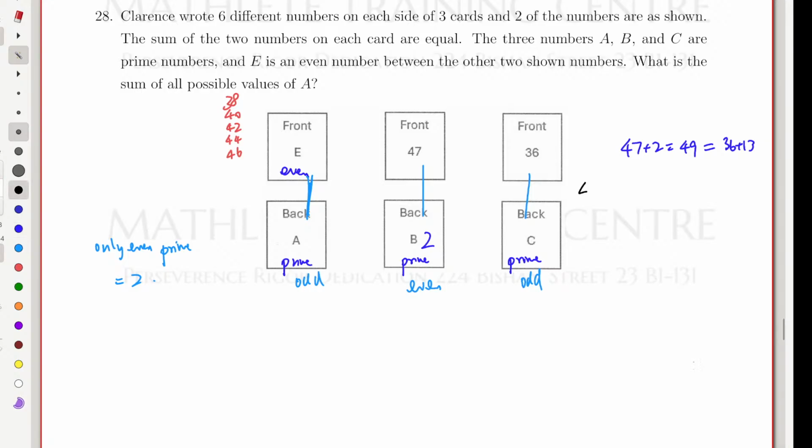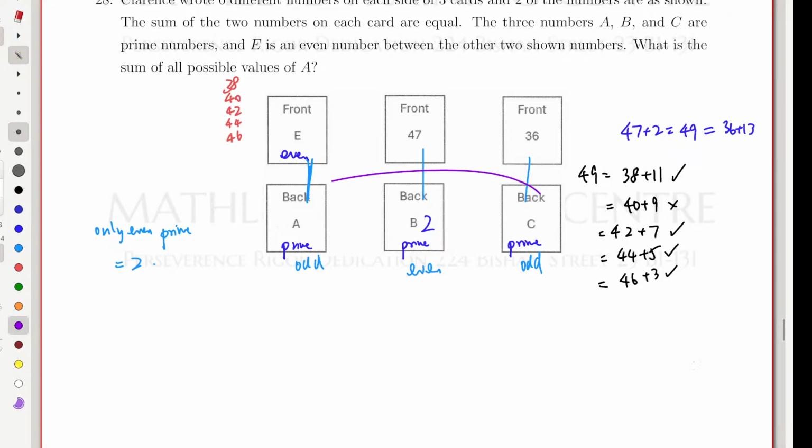Now let's try. 49 is also going to be 38 plus 15. Sorry, 38 plus 11. Is 11 a prime? Yeah. It's going to be 40 plus 9. Is 9 a prime? No. It's going to be 42 plus 7. Is 7 a prime? Yes. It's going to be 44 plus 5. Is 5 prime? Yes. It's going to be 46 plus 3. Is 3 prime? Yes. And that's the values that we have.